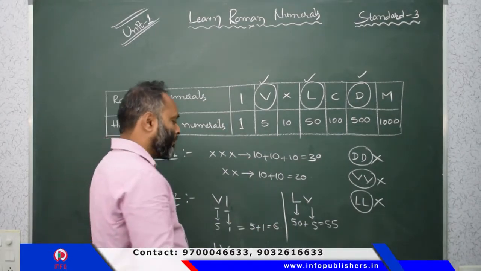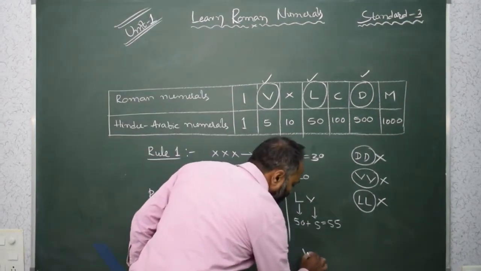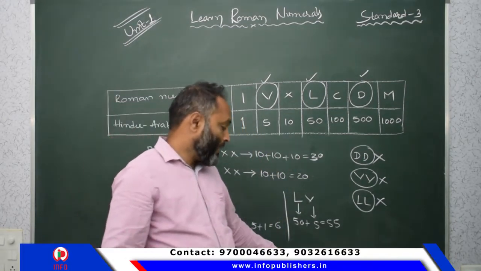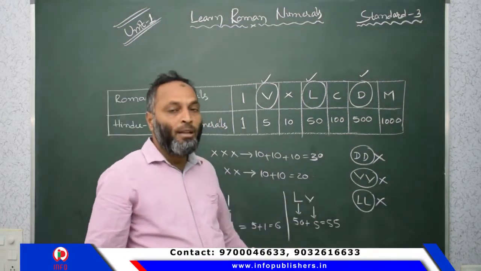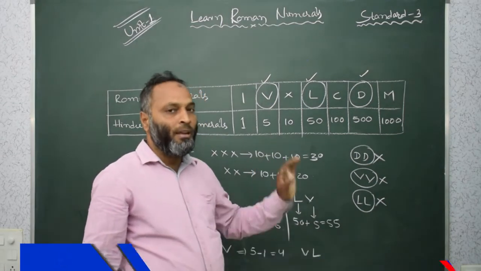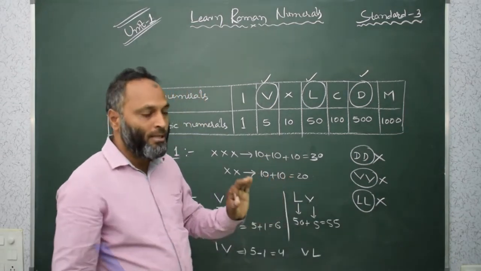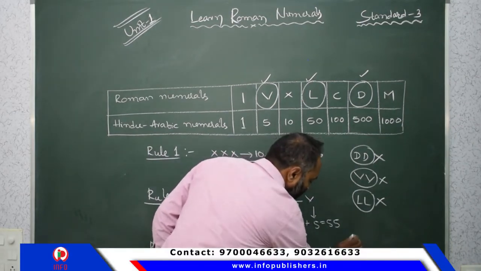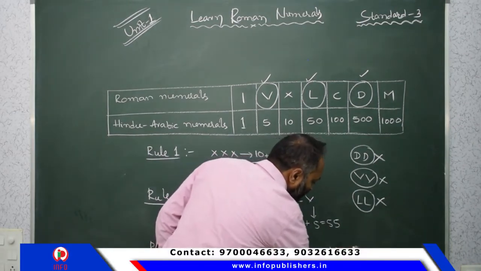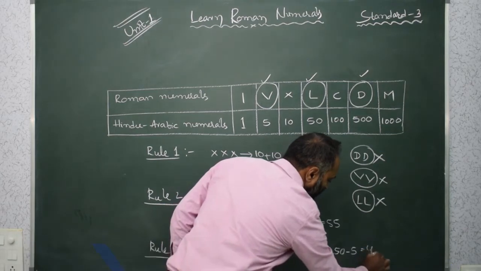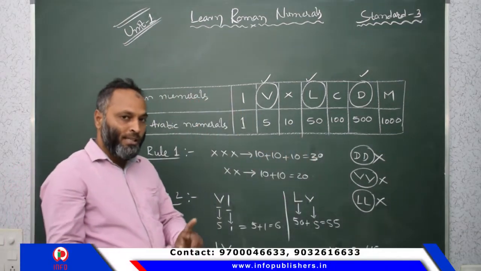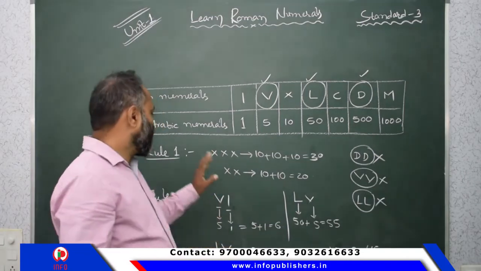In a similar way, if we consider VL, this is the smaller number and this is the bigger number. The smaller number is on the left side of the bigger Roman numeral. Then here also it is the same case, we have to make minus, that is 50 minus 5. This is the 45 representation. This is the rule. So these are the rules.